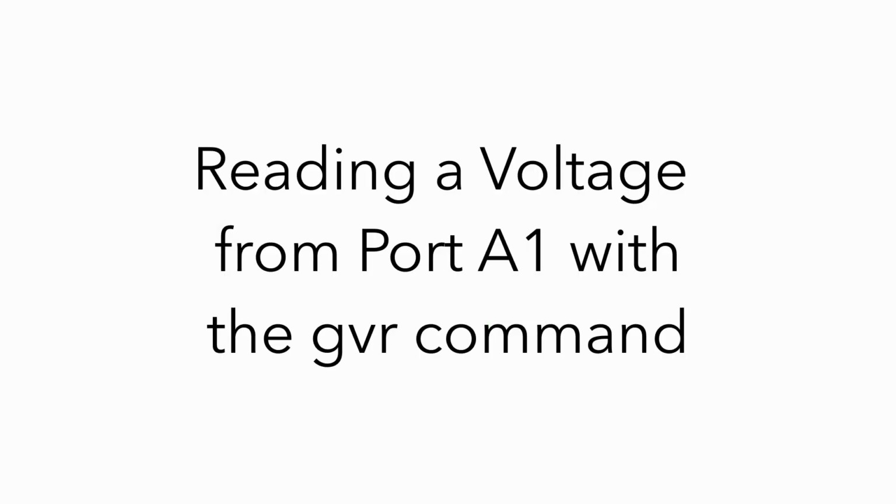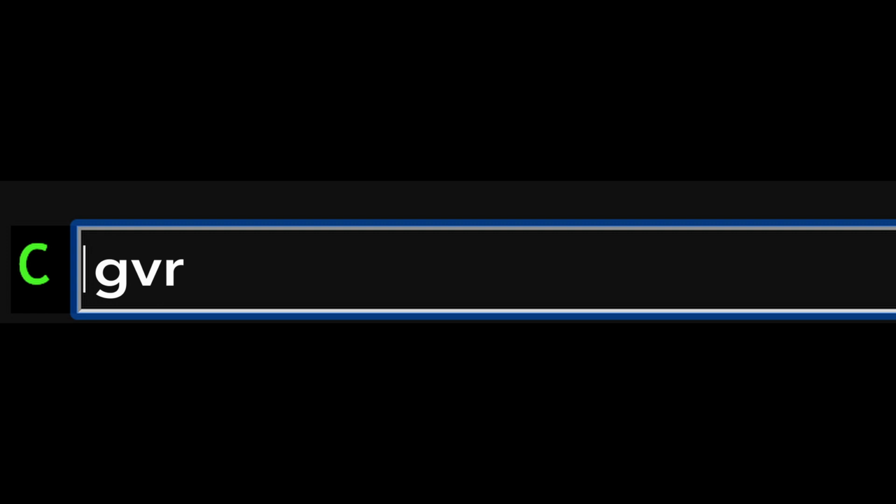In this next example, we're going to use the GVR command to read a voltage value from port pin A1. The first thing we need to do is tell the command which pin we want to get a voltage reading from. In this case, it's A1. After that, we need to tell it what we want it to do with the reading. In this case, we wanted to scale it between 0 and 100. So our second two arguments will be 0 and 100. Our final command will look like this. When you run the command, the output will look something like this.